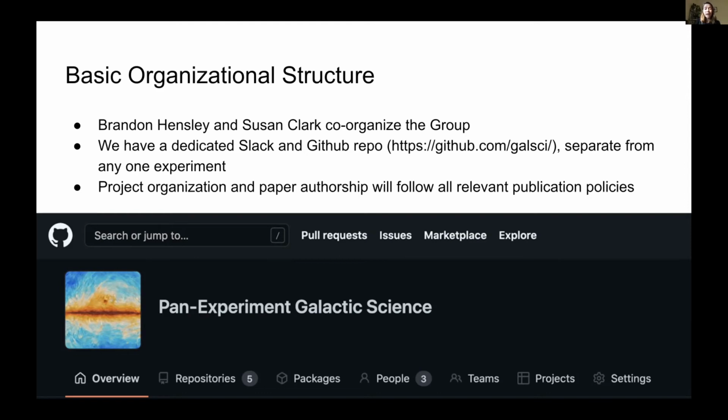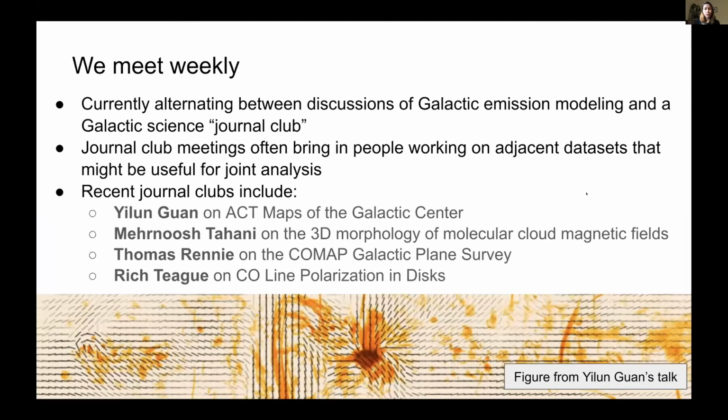And we want to make very clear that we see ourselves as helpful scaffolding for efforts within individual experiments. Any project organization, paper authorship, anything like that will always follow the relevant publication policies of the individual experiments. We are not looking to step on any toes there. And I think, Brandon, over to you.